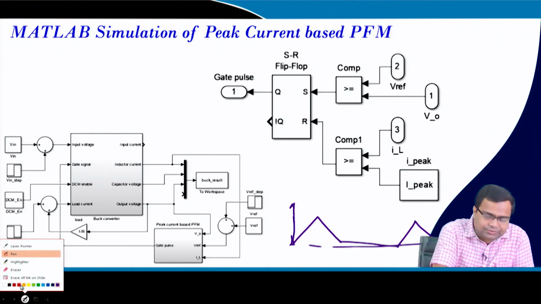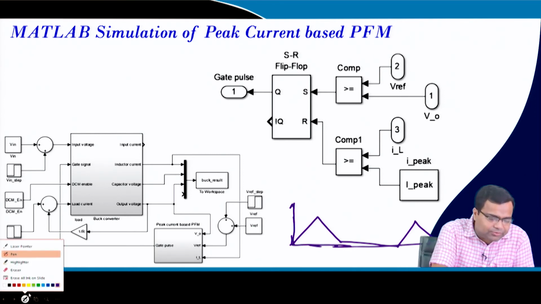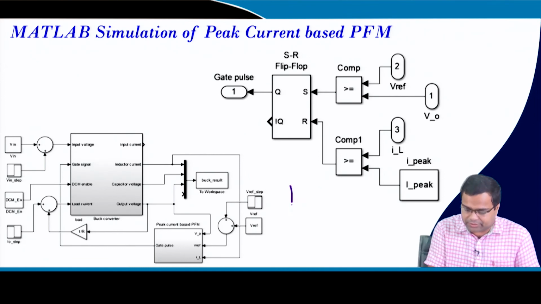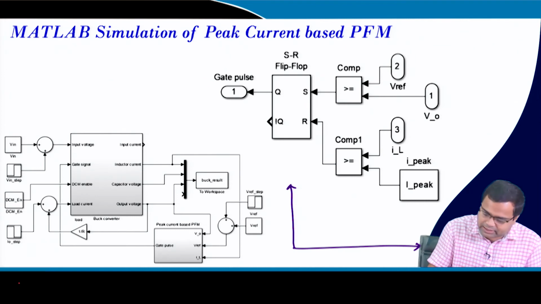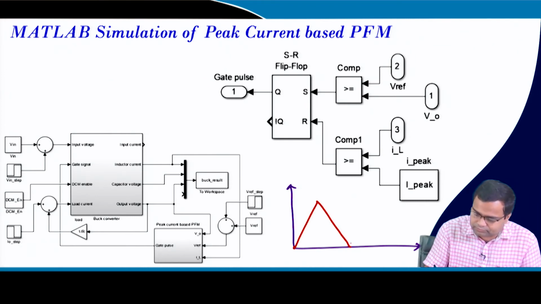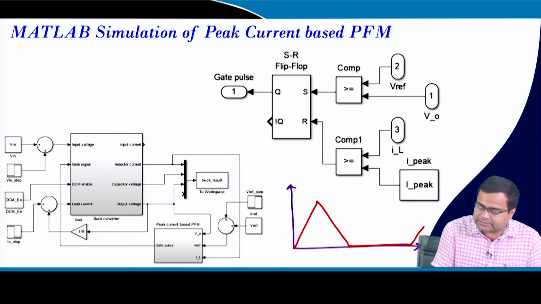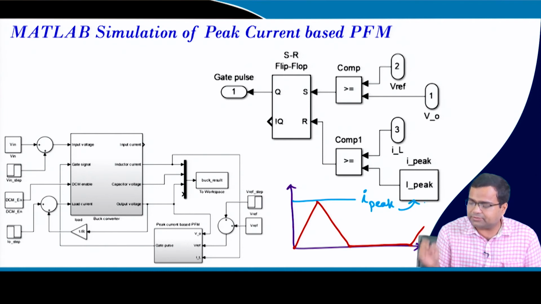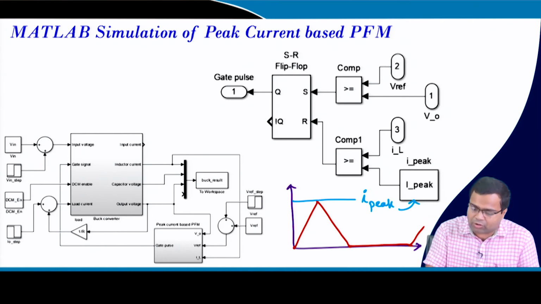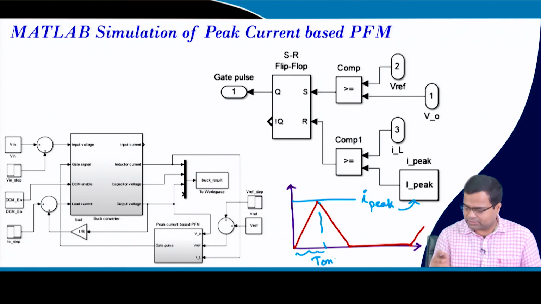Let me draw again. If I draw the inductor current like this, here I am realizing this peak current, this is my I peak, which is this. So here the on time is set by this constant peak current difference, a constant current difference. That is the logic.